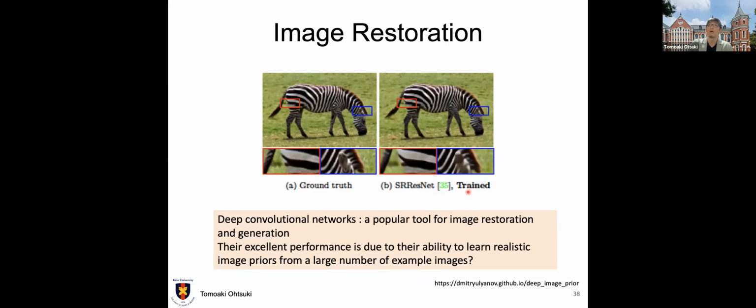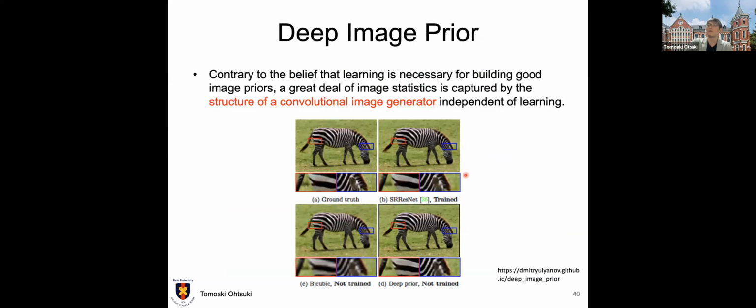But one of the interesting techniques is deep image prior. As I mentioned here, contrary to the belief that learning is necessary for building good image priors, a great deal of image statistics is captured by the structure of a convolutional image generator, independent of learning.